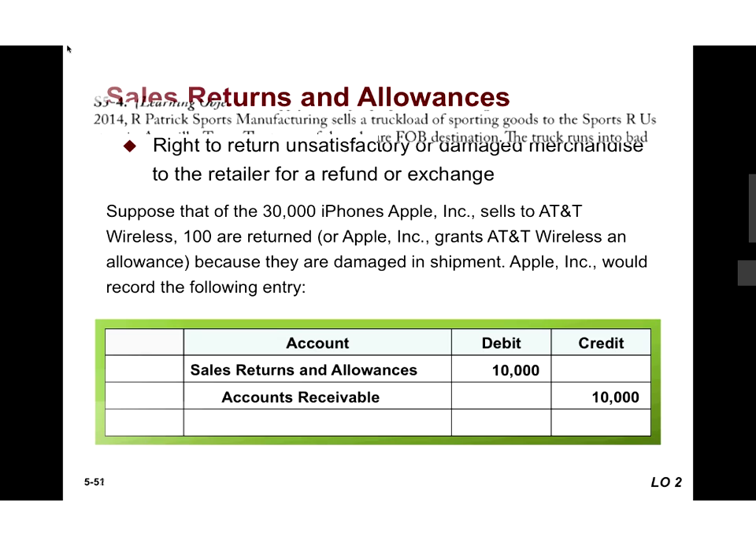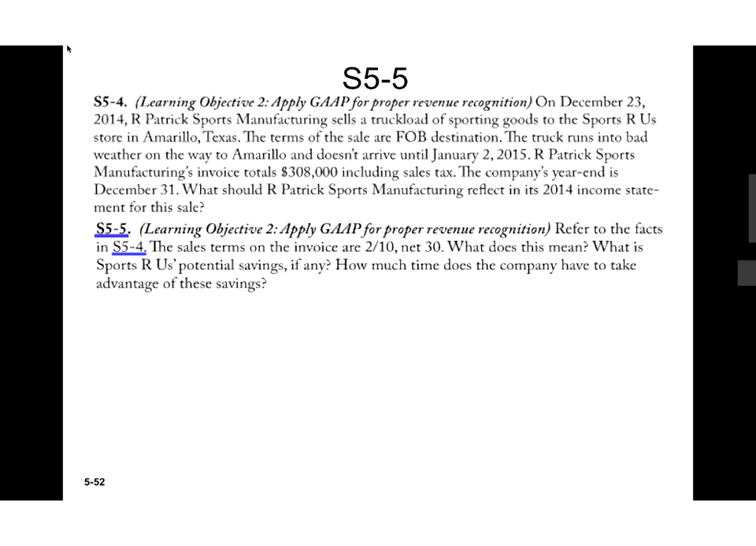Okay, so short exercise 5.5. This is in your homework. You actually have 4 and 5, so we're going to tackle both of them right now. We have a manufacturer, Patrick Sports, that sells a truckload of sporting goods to Sports R Us. The terms of sale are FOB destination, so that's important. The truck runs into bad weather and doesn't arrive till January 2nd. The invoice is $308,000. The company's year end is December 31st.